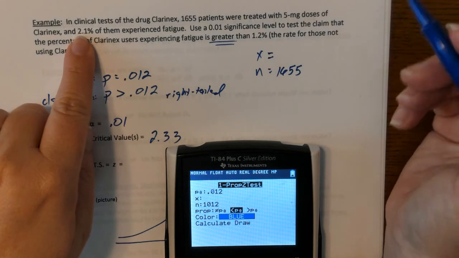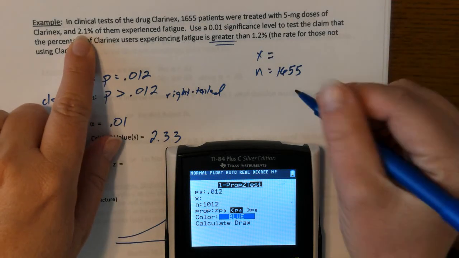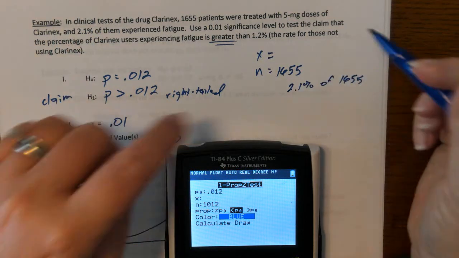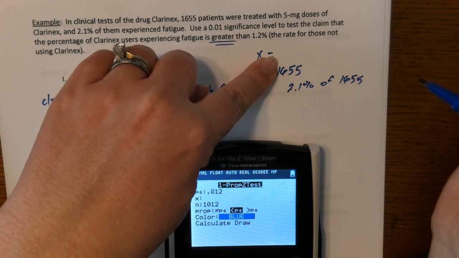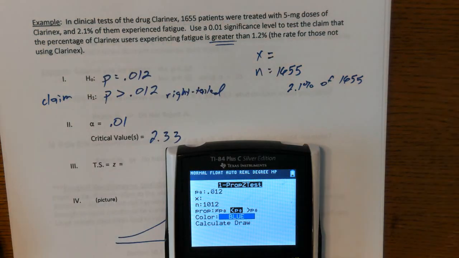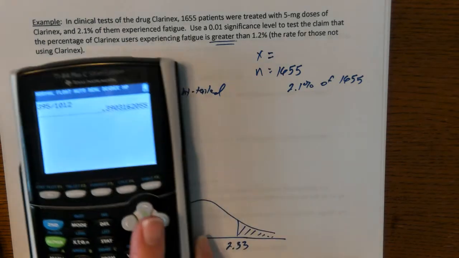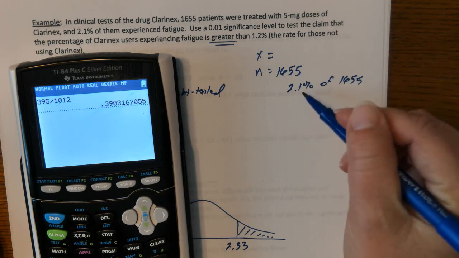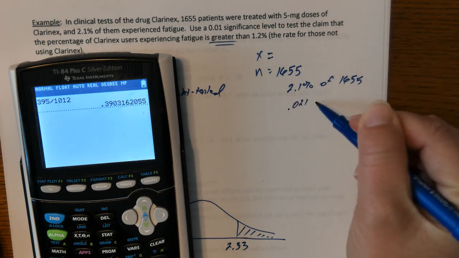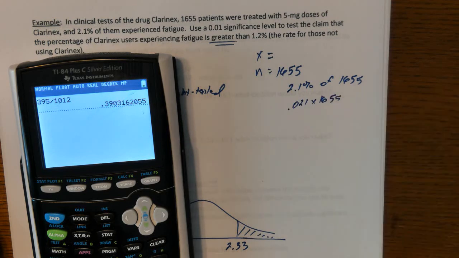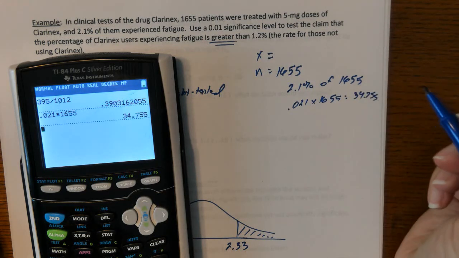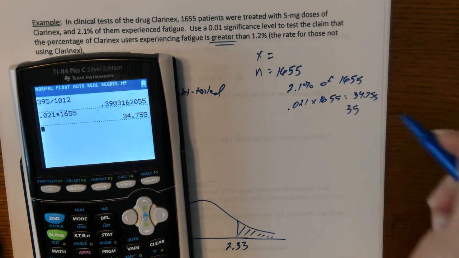Now, they told us 2.1% experienced fatigue. Well, if 2.1% of the 1,655, then that's going to tell us what our X is, okay? 2.1% of the 1,655. All right, so I'm going to exit out of my test for just a second because I got to find X. A couple ways you could do that. You could convert the percent to a decimal, so 0.021, and multiply that by 1,655. And that's 34.755. You probably did not have 34.7 people that were tired. It was probably the full 35 people.